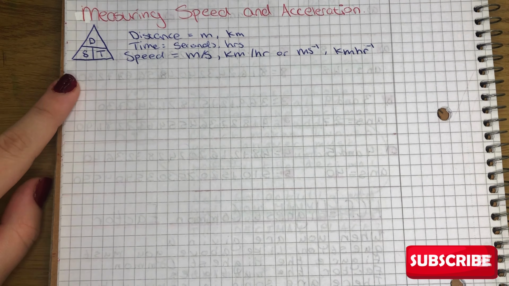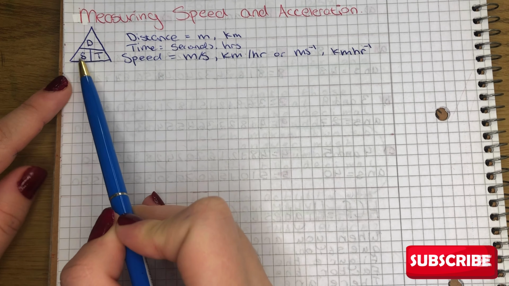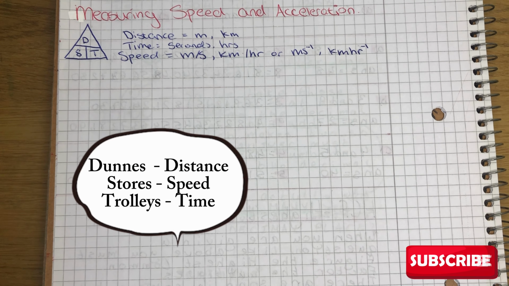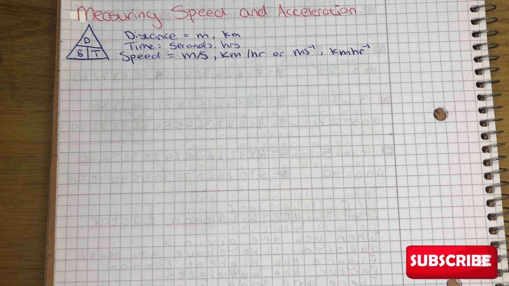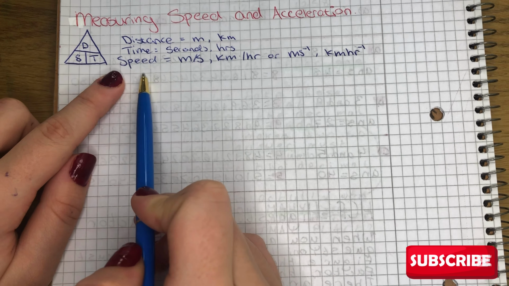This triangle is very important when discussing this topic. There are three factors: distance, speed, and time. Now, there are a few ways to remember this. One that is quite common is the "Dunn Store's trolley" mnemonic. You can use really whatever, but we have to consider their units. So this is a list of their units.